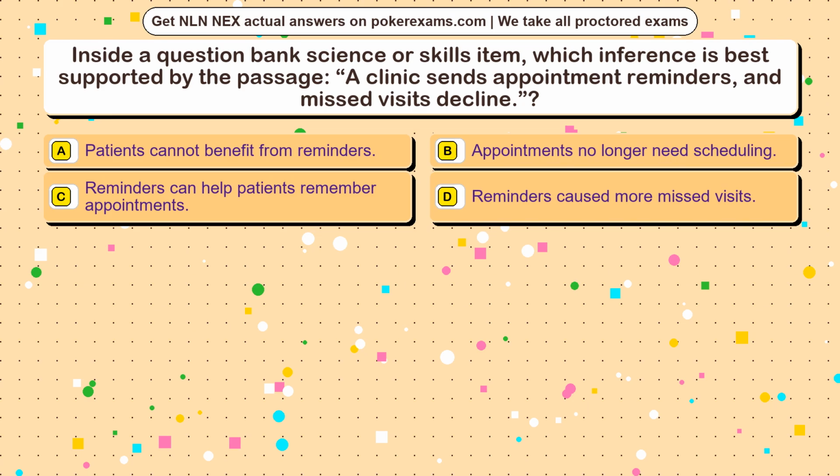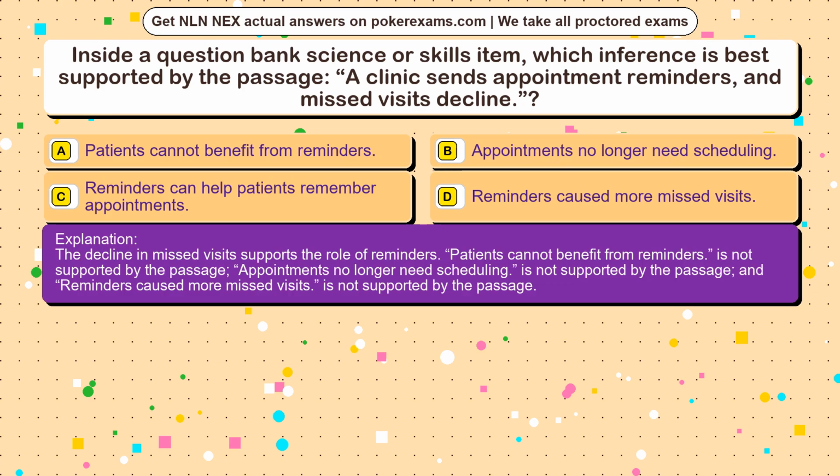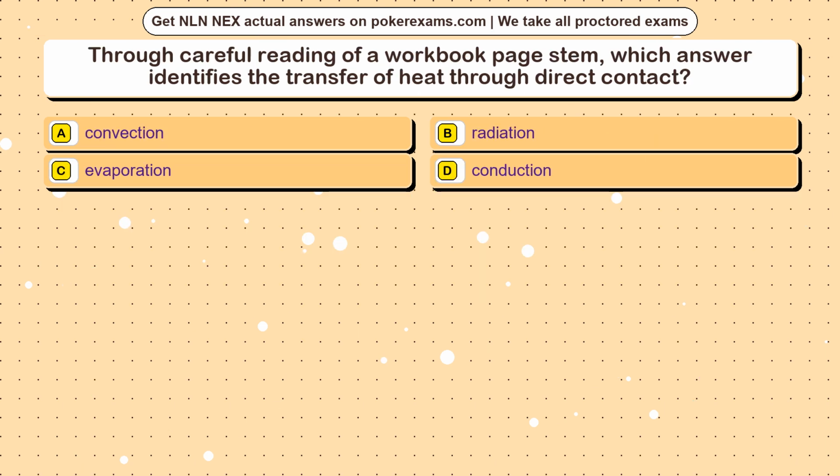The correct answer is option. The decline in missed visits supports the role of reminders. Patients cannot benefit from reminders, is not supported by the passage. Appointments no longer need scheduling, is not supported by the passage, and reminders caused more missed visits, is not supported by the passage.